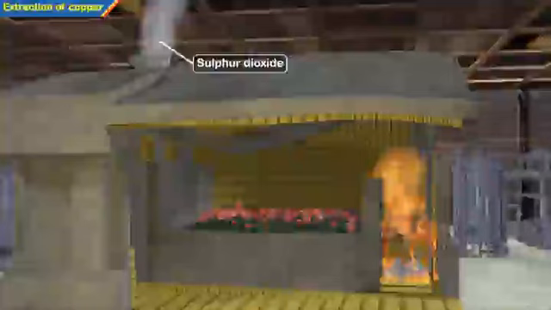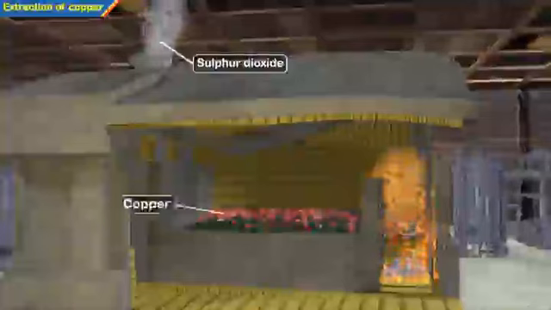Now, let us stop the air inflow and increase the temperature in the furnace. Then the rest of the copper sulfide and copper oxide react with each other and produce copper metal. In this reaction, sulfur dioxide liberates and escapes through the chimney. In this process, 98% pure copper can be obtained. Pure copper metal is collected from the furnace.